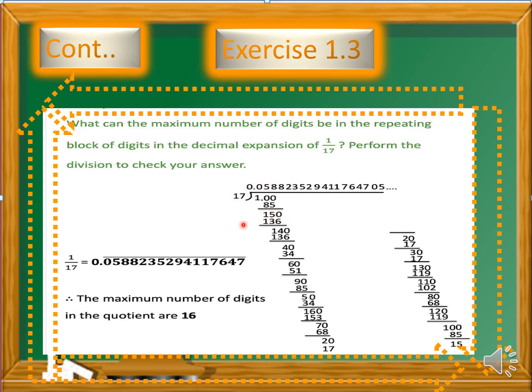17 into 8, 136. So 150 minus 136, we get 14. 14 we have to add a 0. Then 17 into 8, again 8, 136. 140 minus 136, you know very well, it is 4. 4 we have to add a 0. Then we can't get 40 in the 17 table, so we have to take a lesser number.